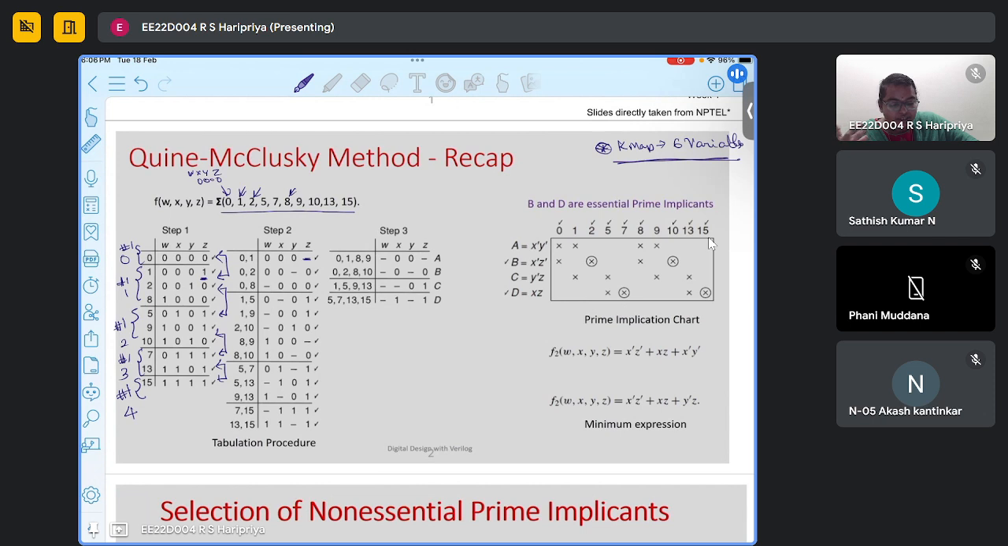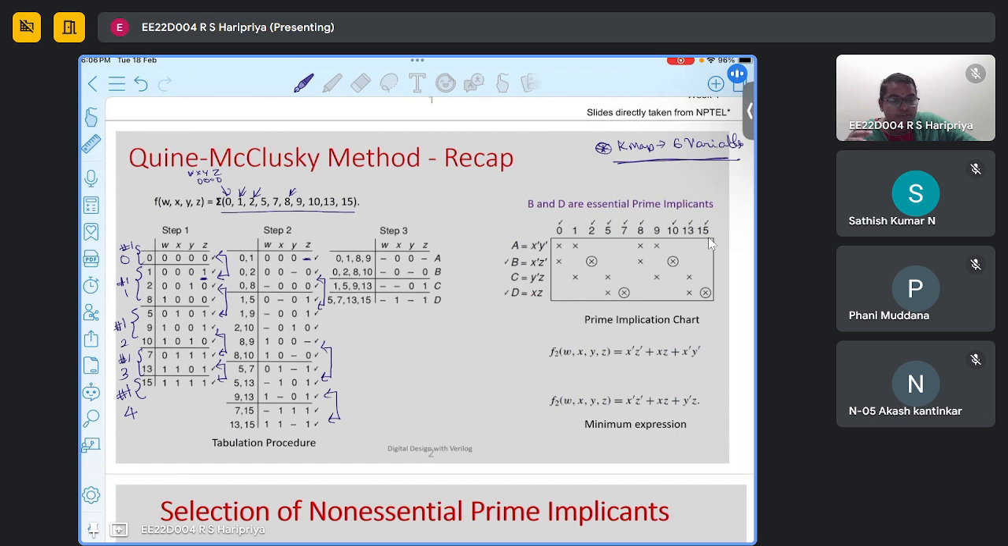Now again we try to form groups. In the next step, the dash should be in the same place and there should be a 1 bit difference. So this and this: we can combine 0, 1, 8, 9, and wherever we have combined terms, we put a tick mark. Then we obtain this.